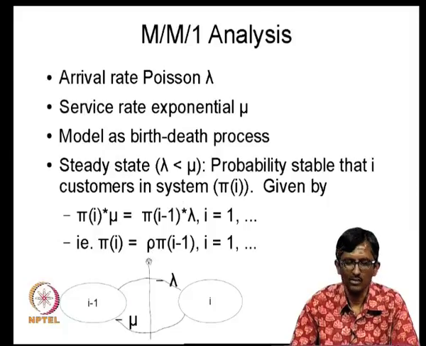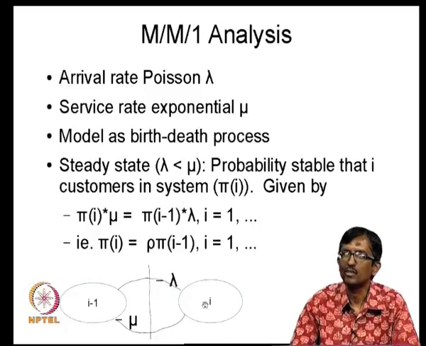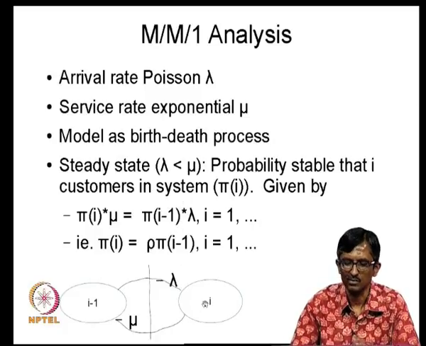If the system is stable at each point, suppose I draw a line like this, the rate at which I am going from this to this or from this to this should be constant, should be the same. Therefore the probabilities will be stationary, they will not change. So the probability that I am here is pi I minus 1, multiplied by lambda, should be equal to the probability of the system being here multiplied by mu.